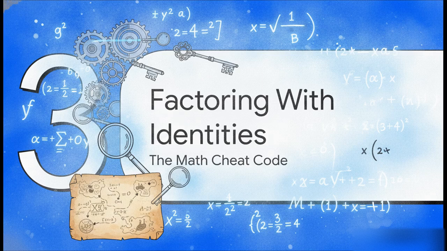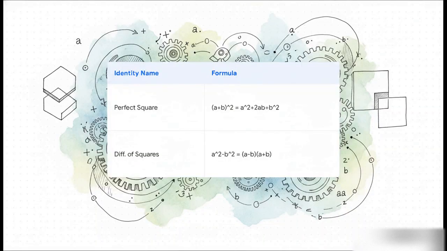Basically, your math cheat code. Now, what's really interesting about this slide is that if splitting the middle term feels like a puzzle, using identities is literally like having a cheat code. It saves a massive amount of time on exams if you can just spot the hidden patterns.